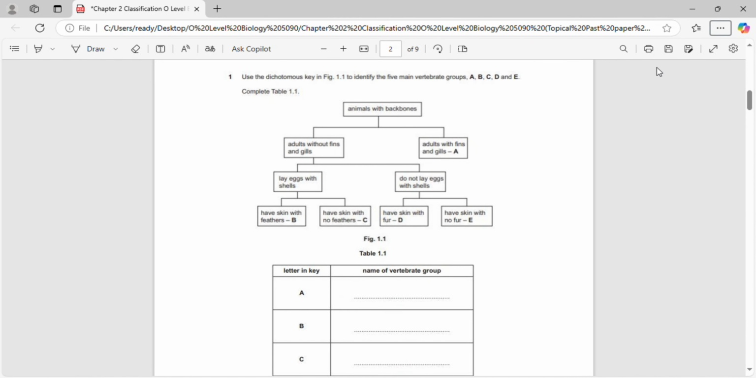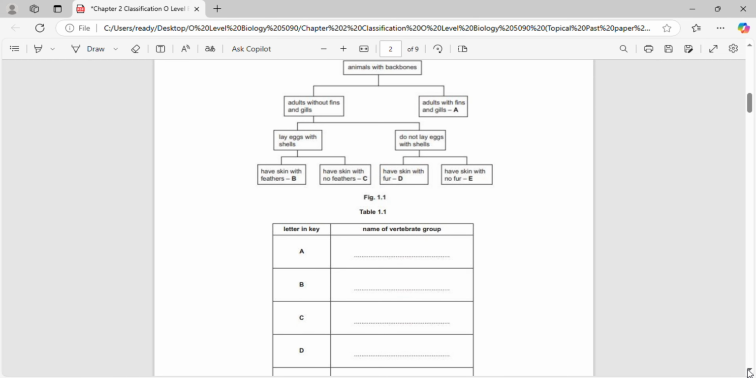Now, take a look at this question. Your task is to use the dichotomous key provided in Figure 1.1 to identify the 5 main vertebrate groups labeled A, B, C, D, and E. You need to complete the table by writing the name of each vertebrate group next to its corresponding letter. Let me guide you through this step by step.